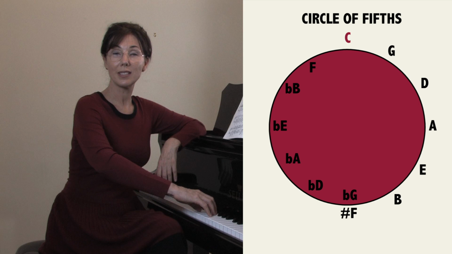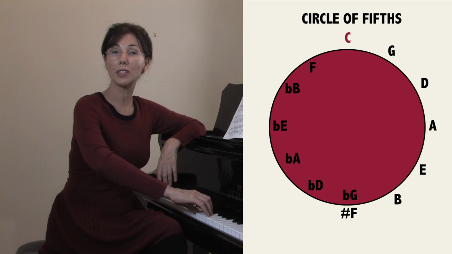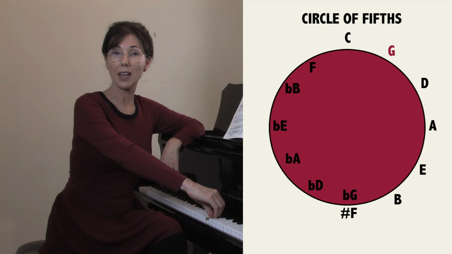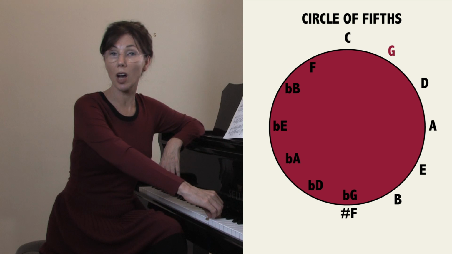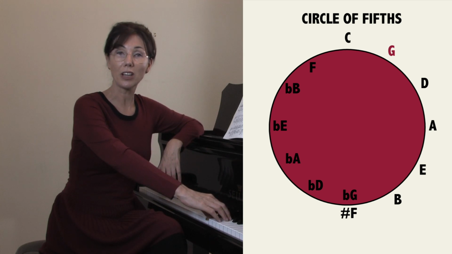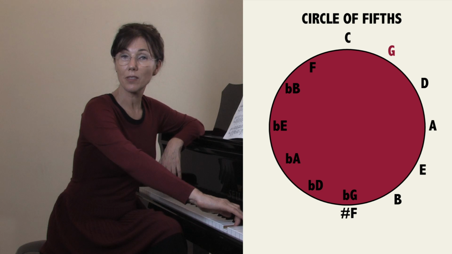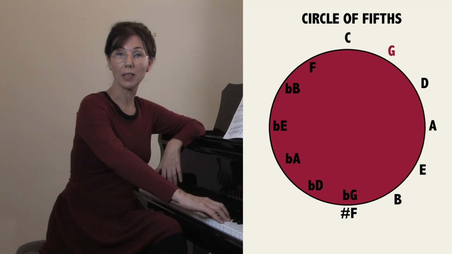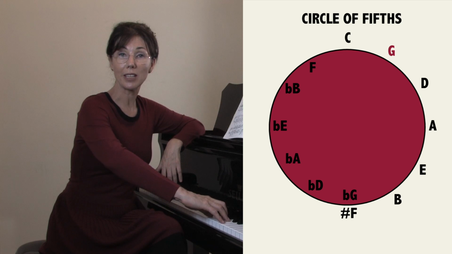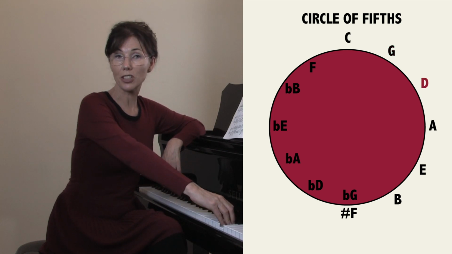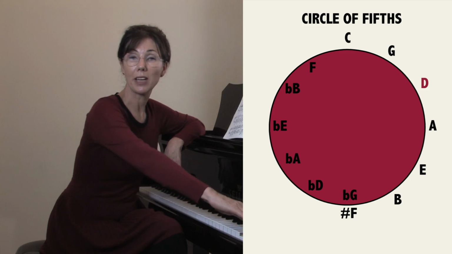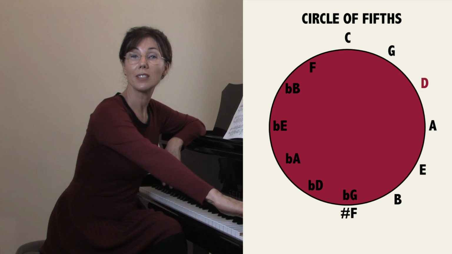If you're on C, you go to the fifth note of C, which is G. That starts the scale of G major, which is the scale with one sharp in its key signature. And that sharp is the seventh note of G, which is F sharp. To find the scale with two sharps in it, we go to the fifth note of G, which is D major. And the new sharp in D major is the seventh note, which is C sharp.